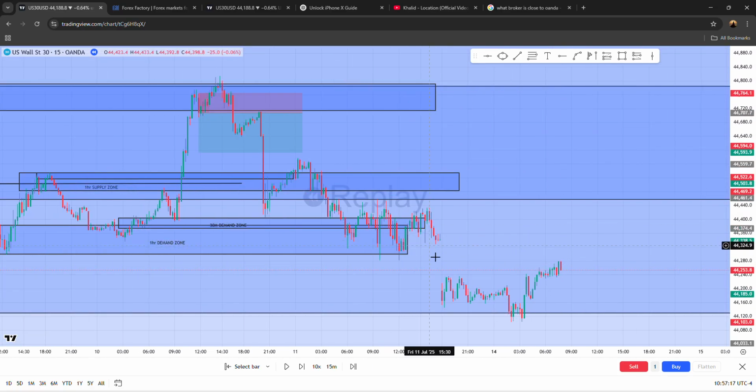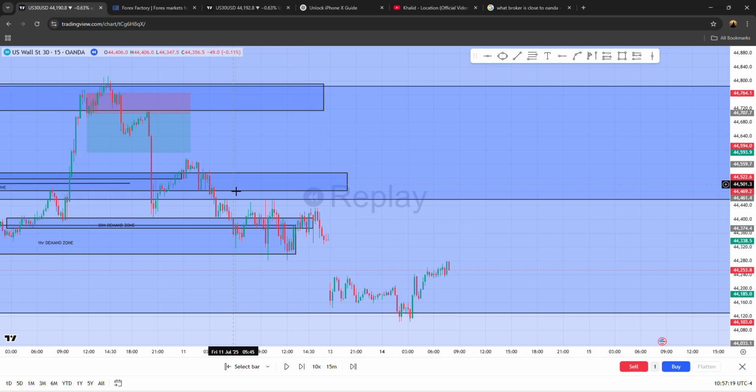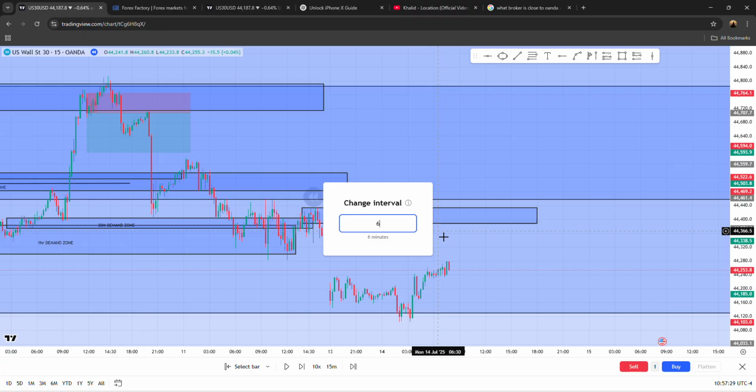So price came back to this zone, but then there's this order block right here I'm looking at, and I was looking to sell off of. We do the same stuff again, 4 hour, 1 hour, everything. Again, let's go.